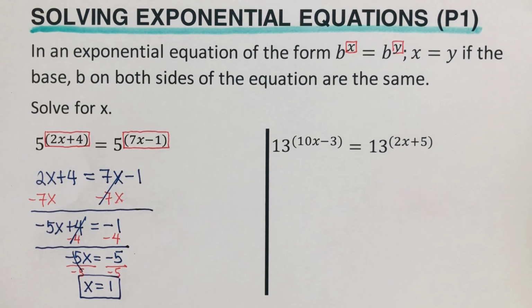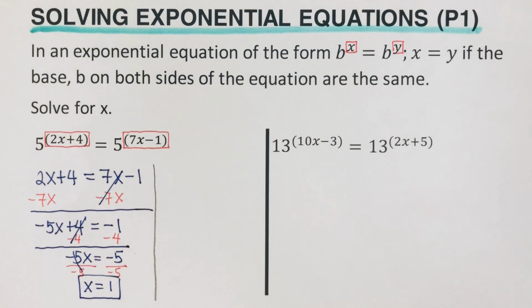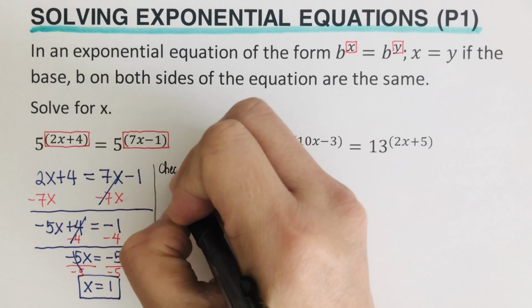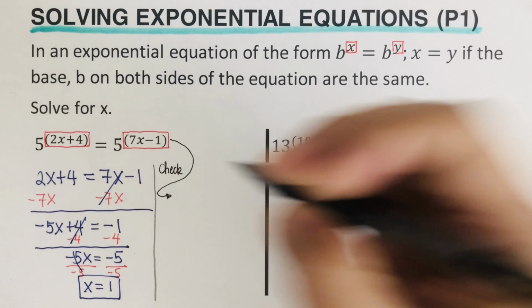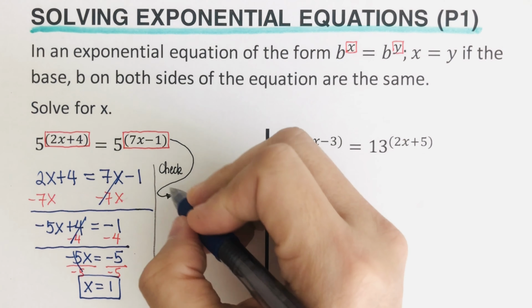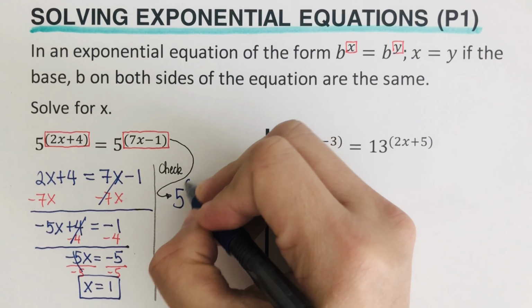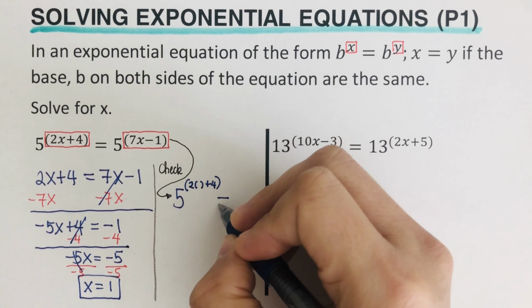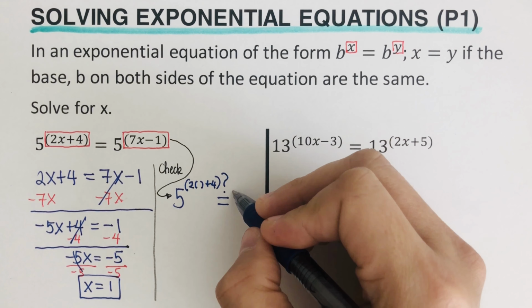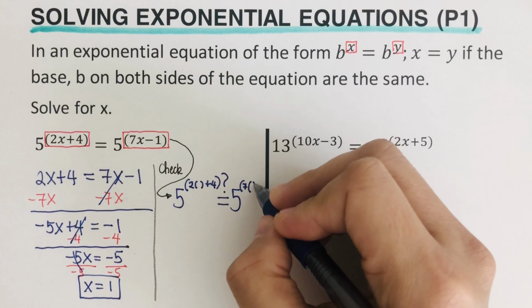And then we are going to check if we got the answer correct, if both sides of the equation are equal. I am going to use the original equation that we have there. So this would be 5, and then the exponent is 2x plus 4. Instead of x, we're going to put in 1, so this would be 2 times the 1 that we got plus 4. Is that equal to 5 to the exponent 7x minus 1, where we put in the 1 that we got?